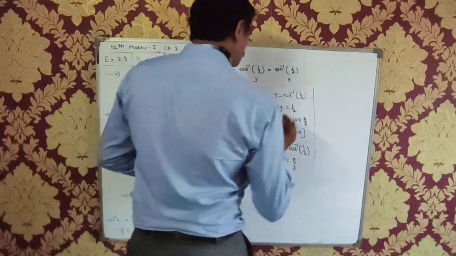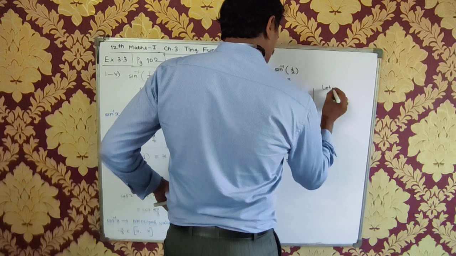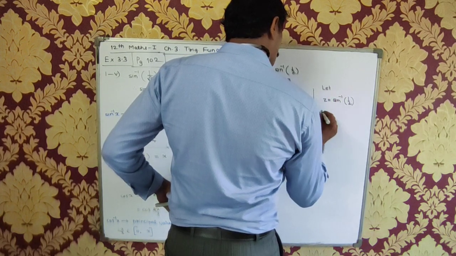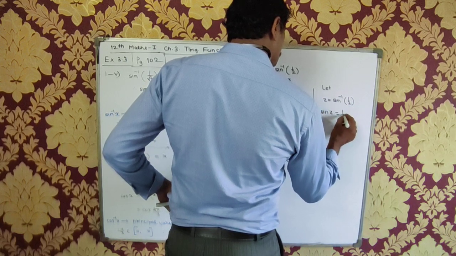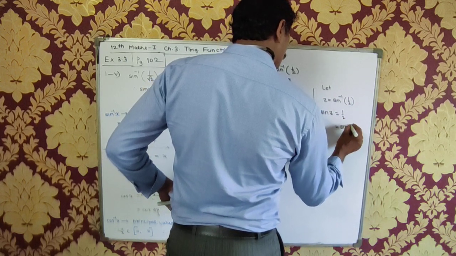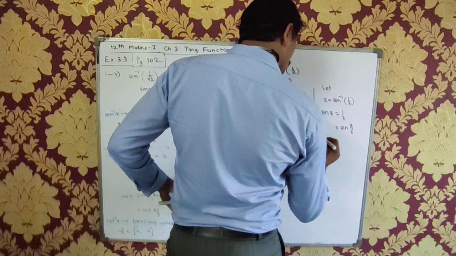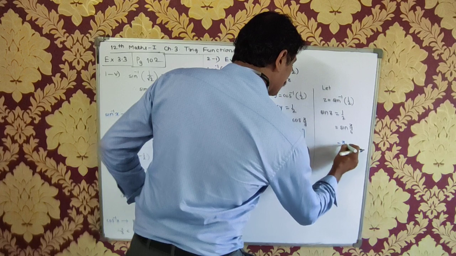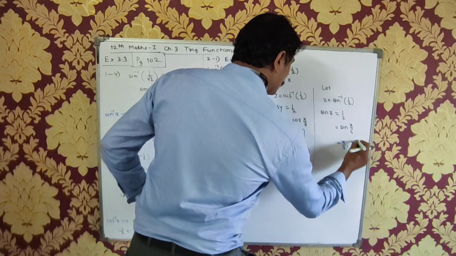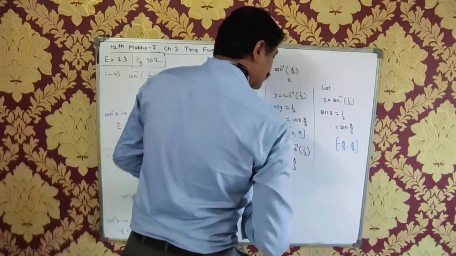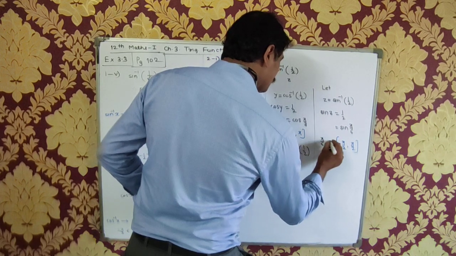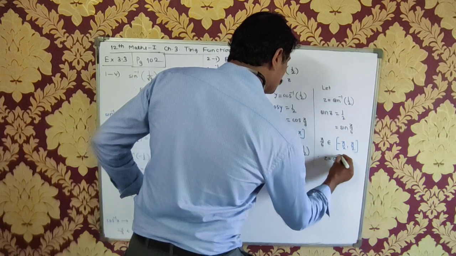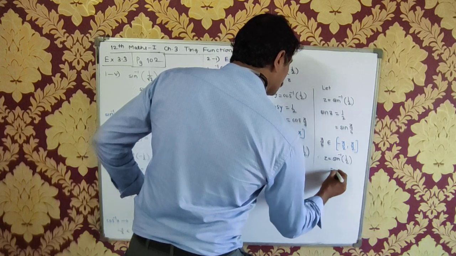Third one, let z is equal to sin inverse of half. Therefore sin z is equal to half, and that is equal to sin of pi by 6. The principal value branch of the sin inverse function is minus pi by 2 to plus pi by 2. It's a closed interval, and pi by 6 belongs to this very much. Therefore z is equal to sin inverse of half is equal to pi by 6.